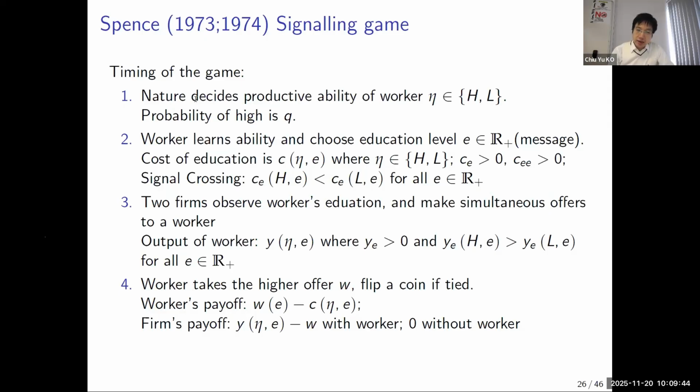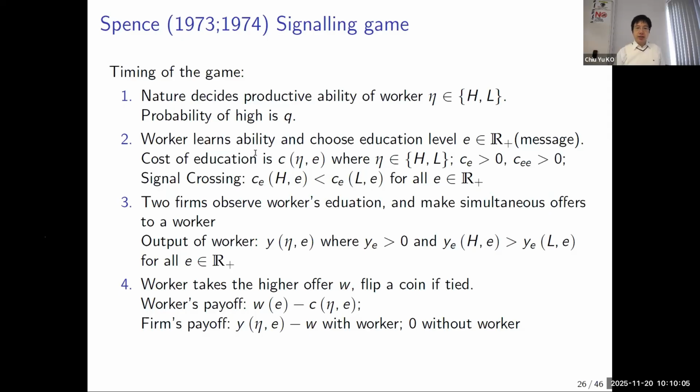So here, let me continue. The game is like this. Nature decides how productive you are, so that is private information. And everybody knows that the probability q is that you have high quality. How you get q can be just the proportion of people who are doing well. So that is common knowledge here.